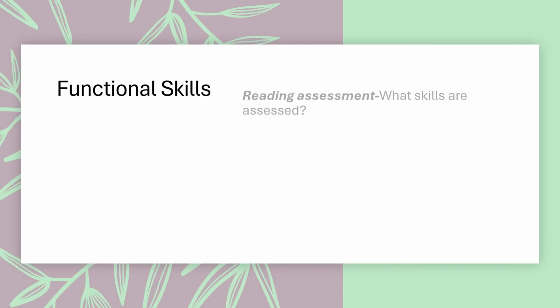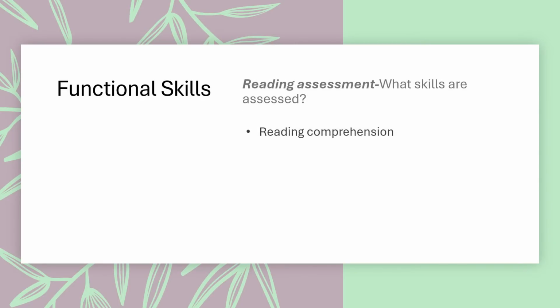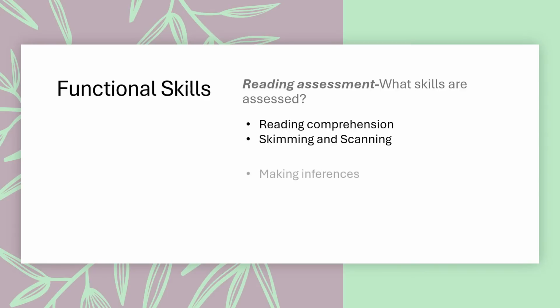So in the reading assessment, here are some of the things that you'll be assessed on. So the first thing is reading comprehension. So can you read something and understand what they're trying to communicate? Next is skimming and scanning. Now these are key skills that we develop as we read more and more. So skimming is enabling us to quickly read through a text and to understand what's going on. And scanning is where you need to select specific bits of data or information from the text.